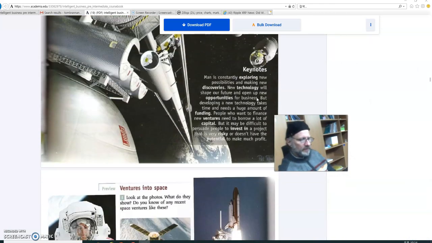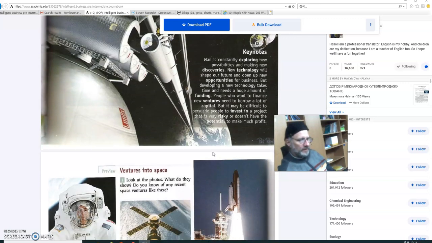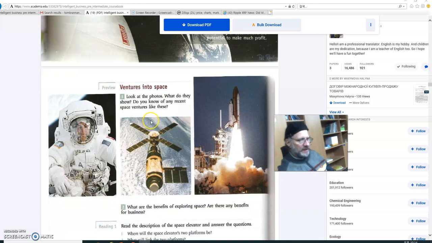This is the book. And here's a list of some of the terms, like invest in something, venture, capital, funding, those types of words, concepts. So you have ventures into space. So here's some pictures of, what do you call this person who goes up into space? What's the title of that person? What's his job? Well, they call him an astronaut, don't they? And then on the right, you can see something taking off, probably from Florida, and then some kind of a space station there in the middle, right?